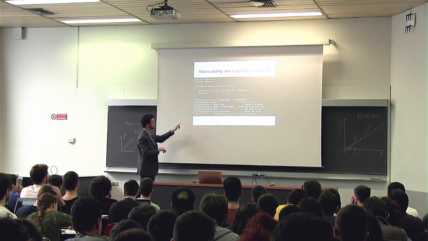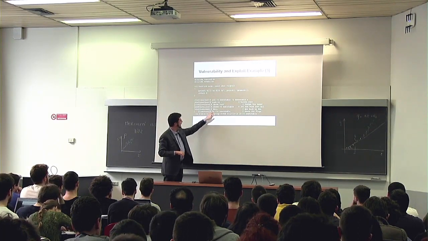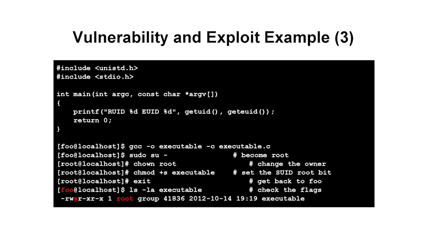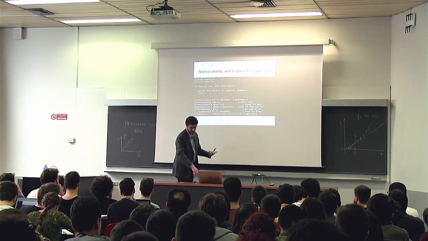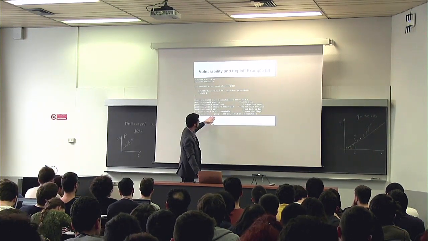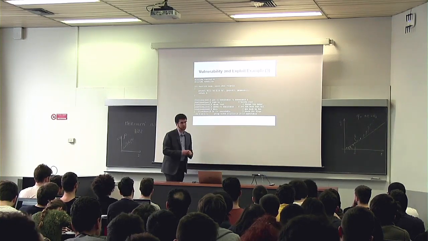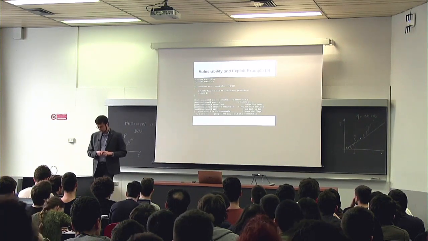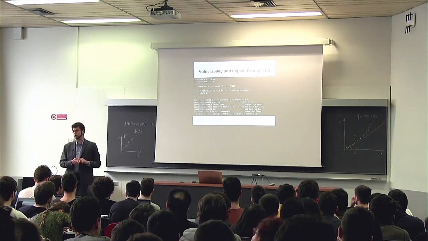So if you compile and execute this program, and this program is owned by the user root, and set with the saved user ID, basically, when it will be run, we expect it to have the privileges of root. What is going to happen, in your opinion? What's going to happen when we run this program? What are going to be the real user ID and the effective user ID?